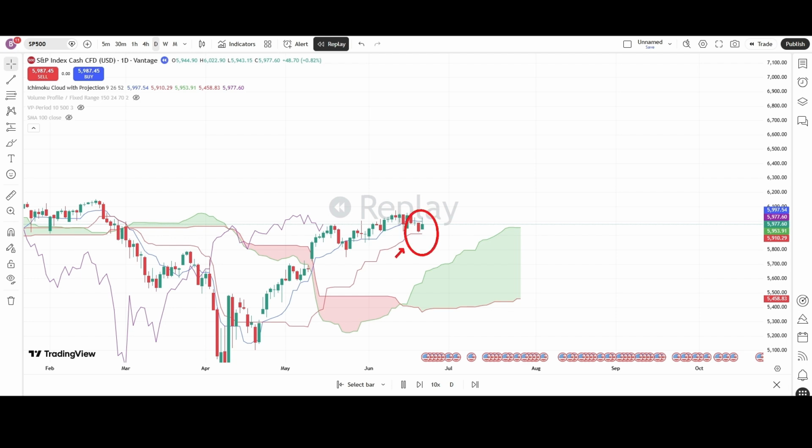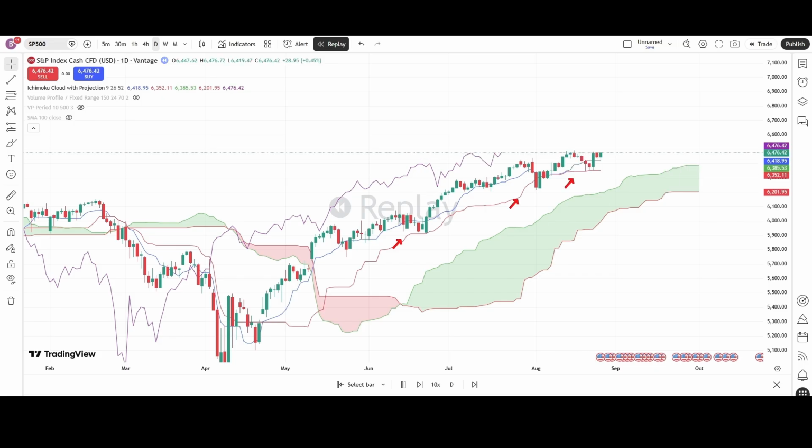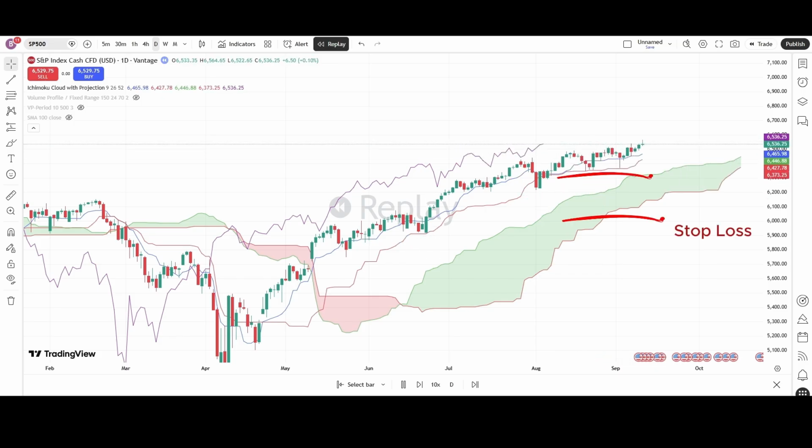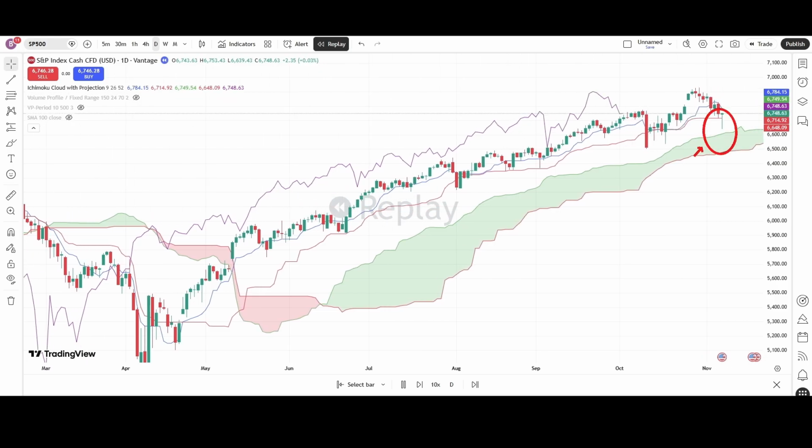So we can use it in an uptrend or in a downtrend. So we are using the Kijun here as a support, and it can bounce multiple times. We can put our stop loss either below the Kijun or on the cloud if you want, but you need to remember that it doesn't always work.